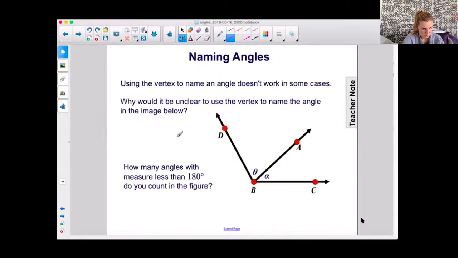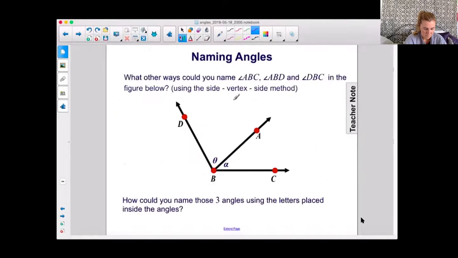Using the vertex to name an angle doesn't work in some cases. Why would it be unclear to use the vertex to name the angle in the image below? Well, we can't use B as the name of any angle because there are several different angles that share B as the vertex. How many angles with measure less than 180 degrees do you count in the figure? Well, there's this angle, there's this angle, and there's this angle. What other ways could you name angle ABC, angle ABD, and angle DBC in the figure below?